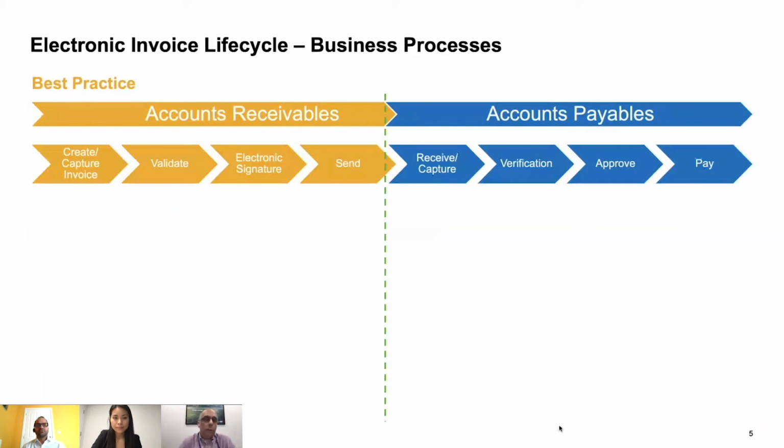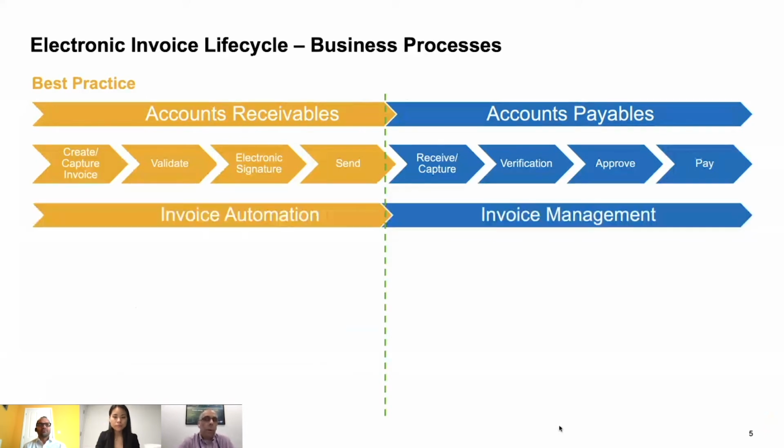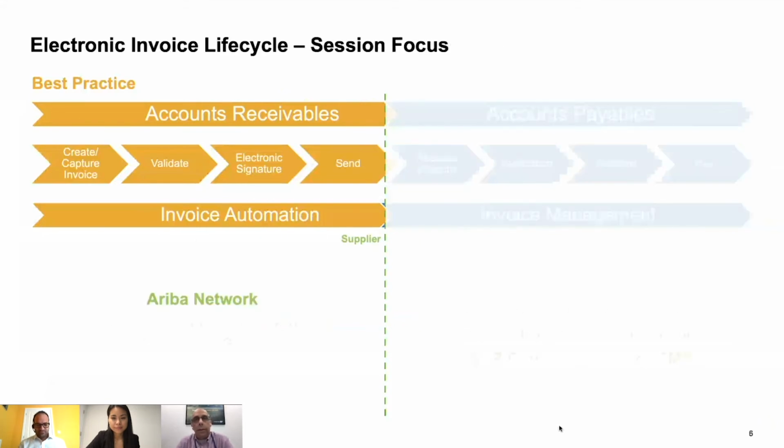And then you also have different solutions. On the left-hand side, you have what we generally call invoice automation solutions. And on the right-hand side, you have invoice management solutions. Each of these business processes has its own key goals. Obviously, the accounts receivable side wants to get paid earlier, and the accounts payable side wants to pay the right things. There are many solutions that address these business processes.